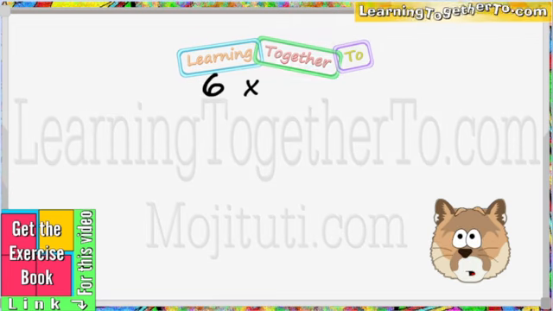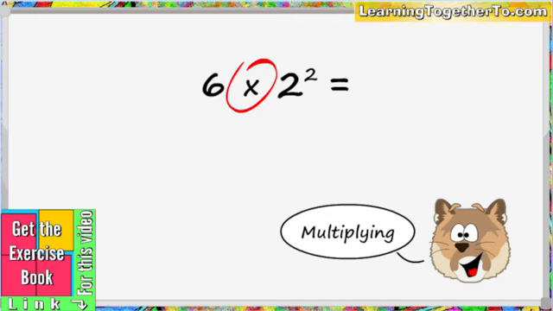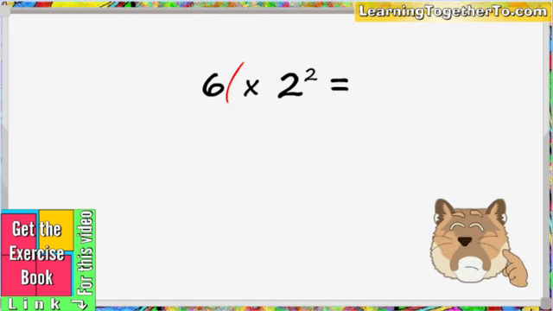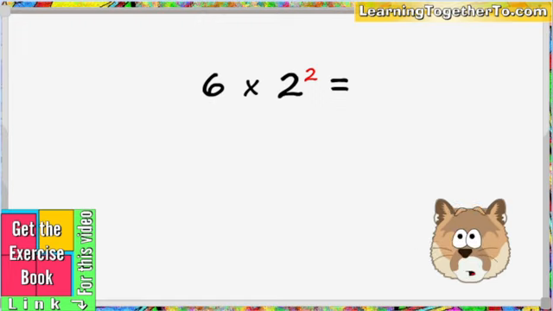Peter, what is 6 times 2 squared equal to? Peter, this time we are going to be multiplying. That's right, Peter. Wait, Peter. Is there anything else we need to do? Hold on, Peter. This statement also has something we haven't seen before. 2 squared. Very good, Peter. The 2 is elevated to the power of 2. Peter, what should we do first?